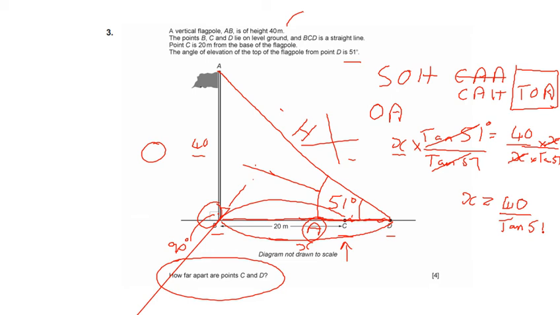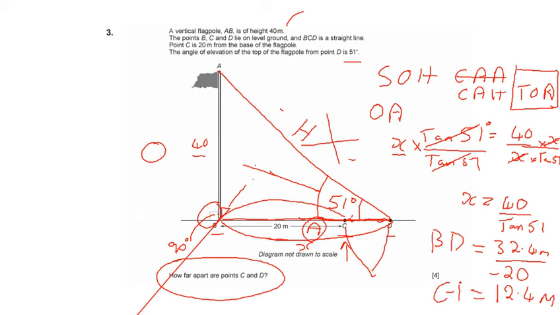So if I work out 40 divided by the tan of 51, the answer would come out to 32.4 metres. So I can say that the length of the side BD is 32.4 metres. So if I take away 20 metres, that's the side BC, that leaves me with 12.4 metres, which is the length between C to D, which is what we were asked for.